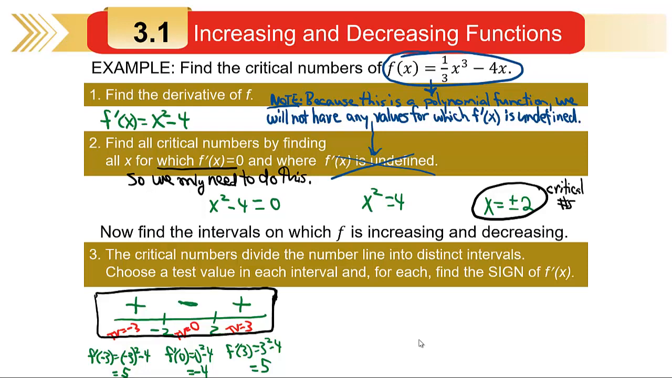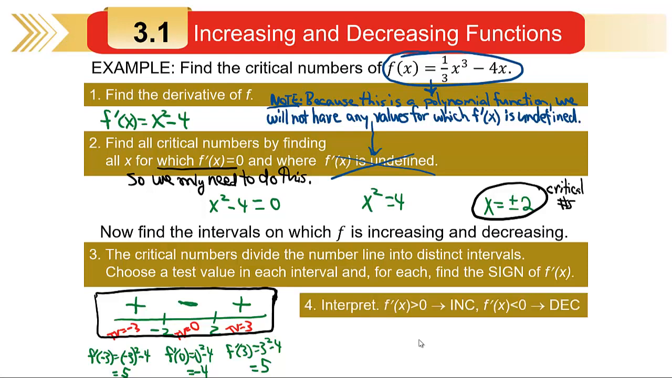And that's what I call an increasing-decreasing chart. To me, that's the best visual representation of this process that lets you easily analyze what you've got. So the last step, step 4, is to interpret what you've got, remembering that the derivative being greater than 0, which means positive, the function is increasing. The derivative being less than 0, which means it's negative, implies that the function is decreasing.